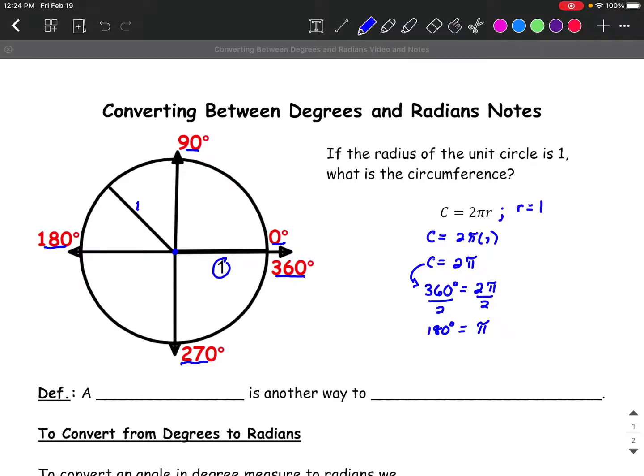This is a degree measure, and this is a radian measure. And this leads us to the definition of a radian, which is simply another way to measure an angle. We're going to look tomorrow in class a little more at what a radian actually is. Okay, so we'll discuss that a little bit more tomorrow.